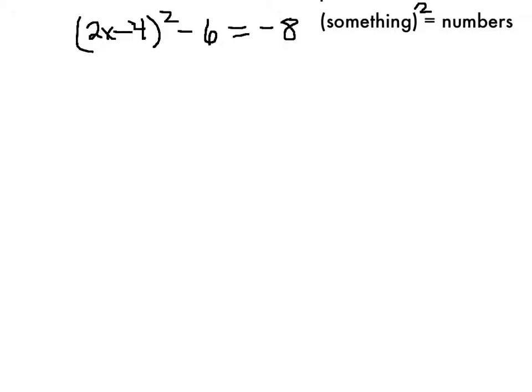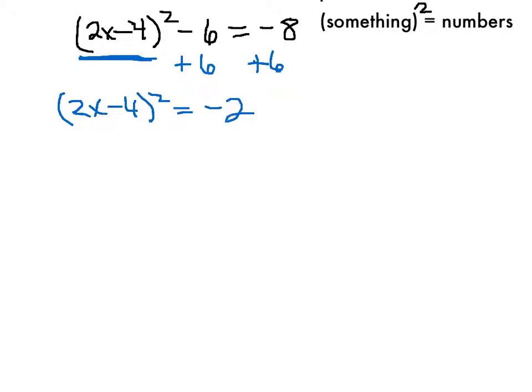So in this problem, this is one of the simpler examples. On the left-hand side, we already have this grouping raised to the second power. So what I want to do is add 6 to both sides so I can get this grouping, 2x minus 4, this quantity squared, by itself, and this is going to equal minus 2. Now we can take the square root of both sides.